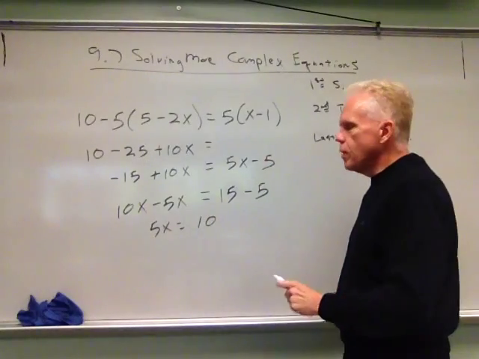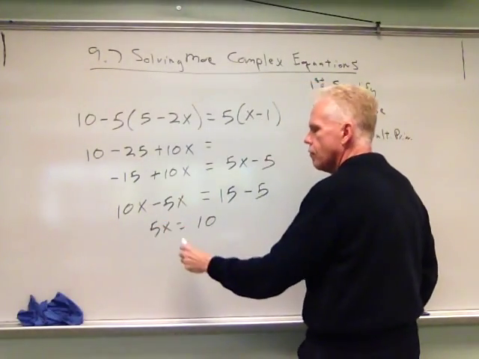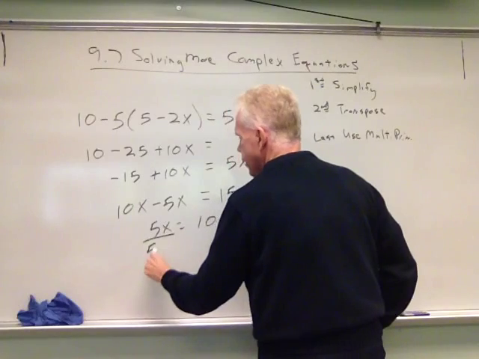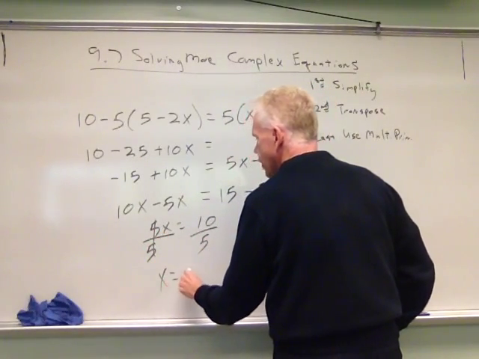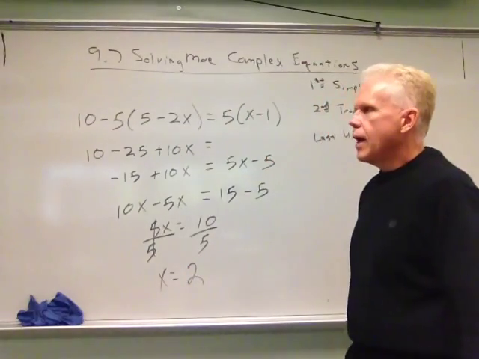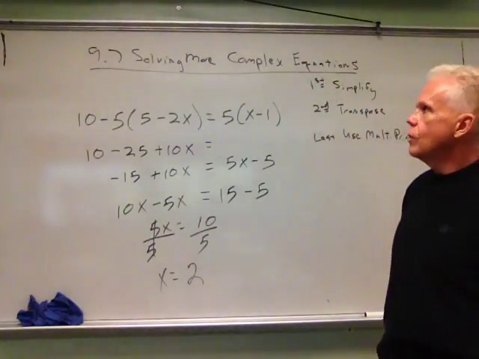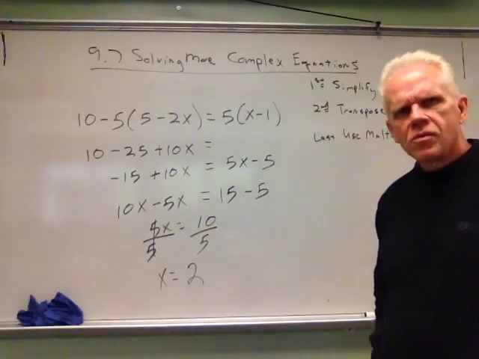I'm going to go ahead and use the multiplication principle to clear the coefficient off the variable. So divide this by 5, divide this by 5. Leaves me with simply x equal 2. X equal 2. Good? All right.